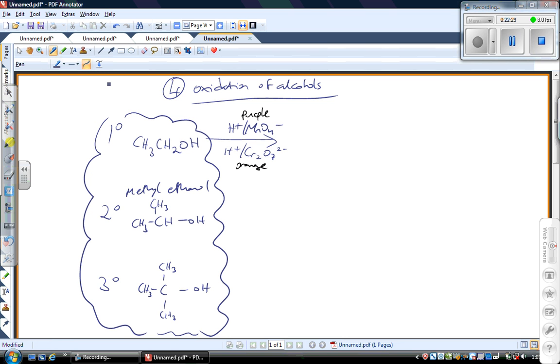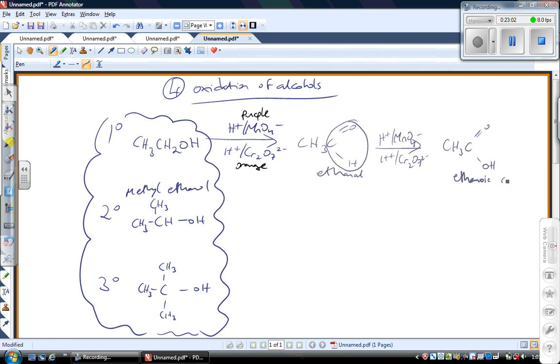If you oxidize a primary alcohol, you initially get an aldehyde, the aldehyde equivalent, which has this functional group right here. So that's the aldehyde functional group. And this would be ethanal. And if you further oxidize that with the same oxidizing agents, so acidified permanganate or acidified dichromate, you will get the corresponding carboxylic acid. So this would be ethanoic acid. Okay, and that's the carboxylic acid functional group right there. Now there's a little bit more to talk about, but I'll come back to that in a second.